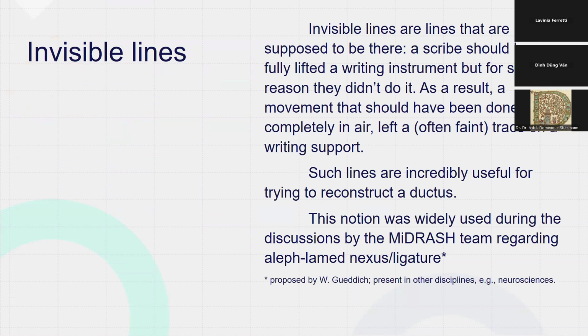Invisible lines, which have been mentioned a little throughout our conversations, are the lines that are not supposed to be here. A scribe should have fully lifted a writing instrument, but for whatever reason, they didn't do this. As a result, the movement that should have been done in the air left an often faint trace on the writing support. Such lines are very useful for trying to reconstruct the ductus of a particular letter. This notion was widely used during the discussions by the Midrash team, or Judas team, to be more precise, regarding the Aleph Lamed nexus or ligature.